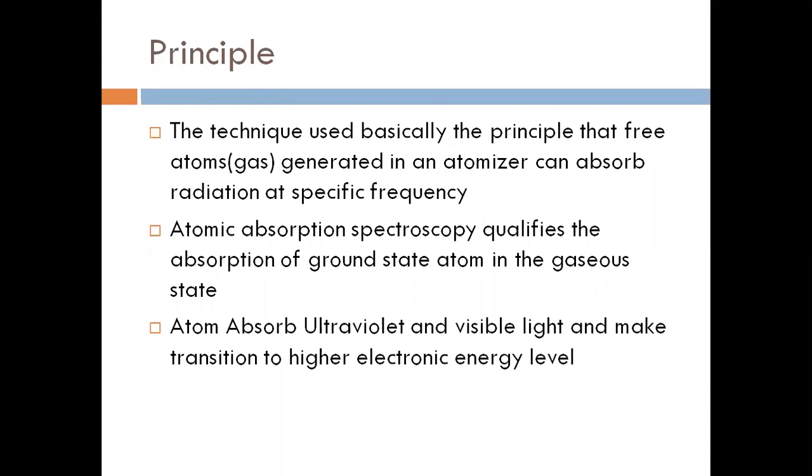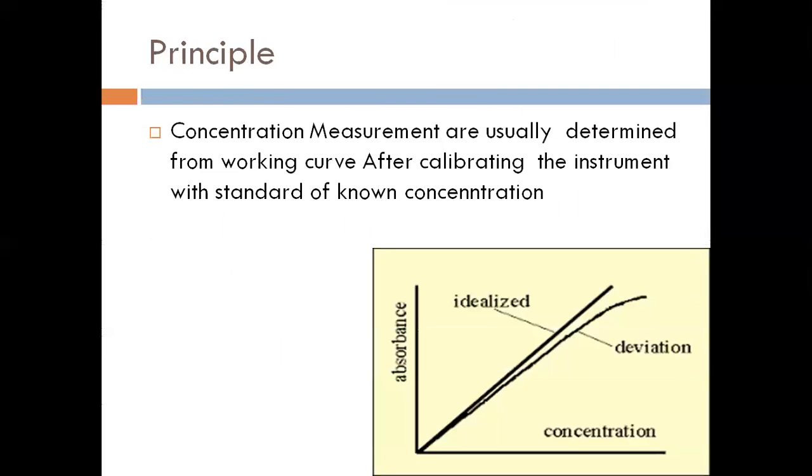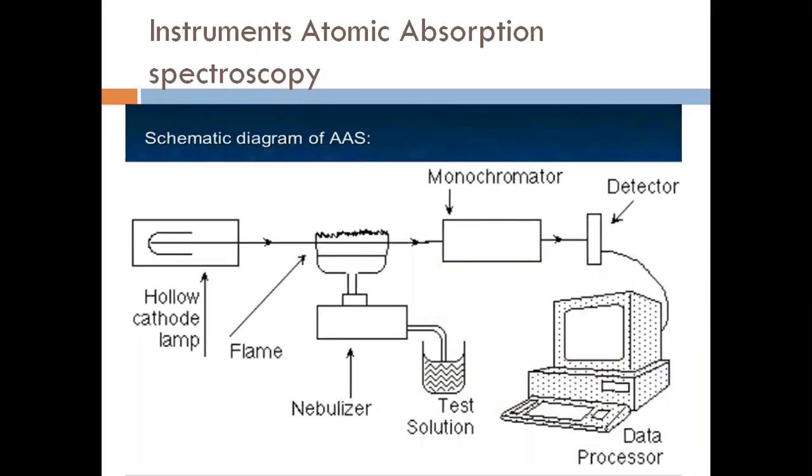Atoms absorb ultraviolet and visible light and make transition to a higher electronic energy level. Concentration measurements are usually determined from a working curve after calibrating the instrument with standards of known concentration. Concentration is on the x-axis and absorption on the y-axis. It is not ideal. It curves at the end.